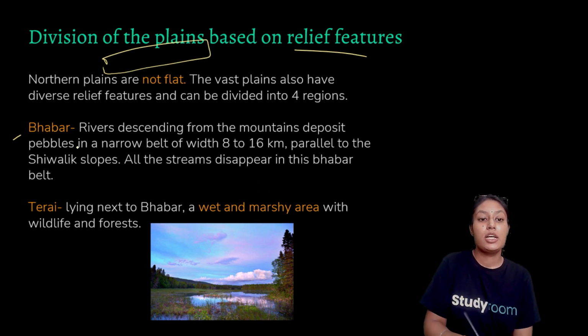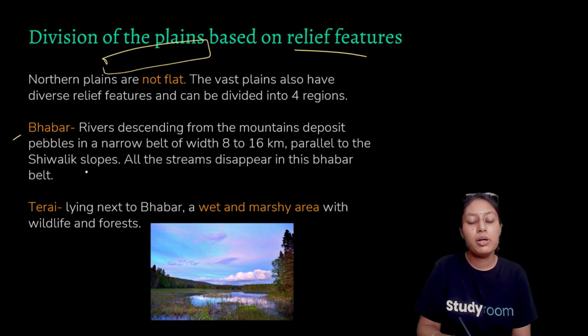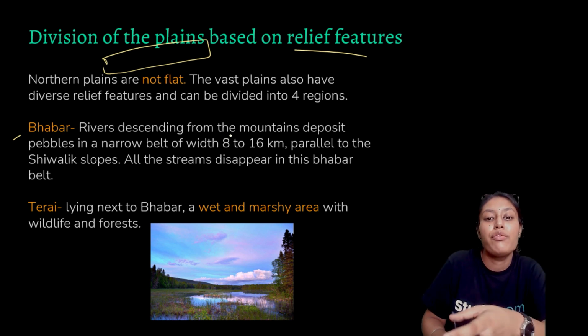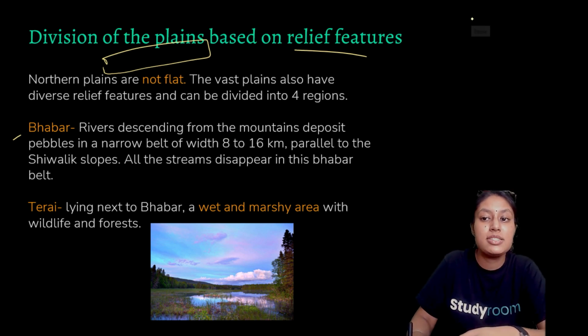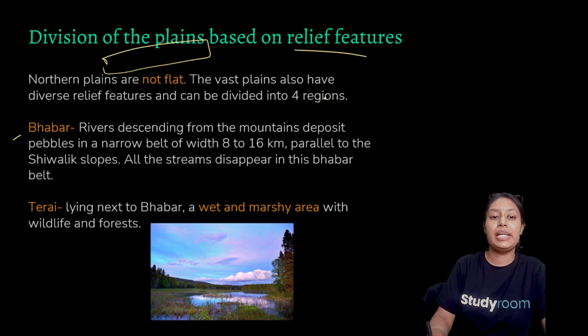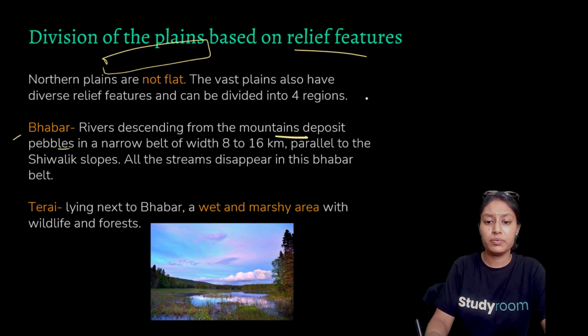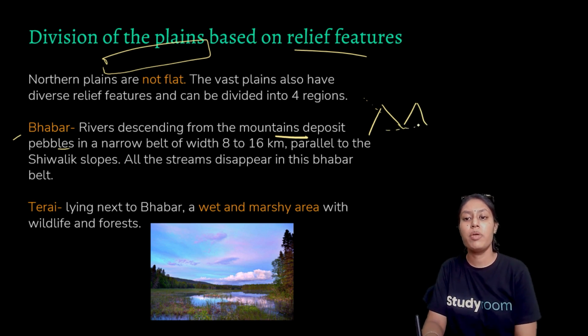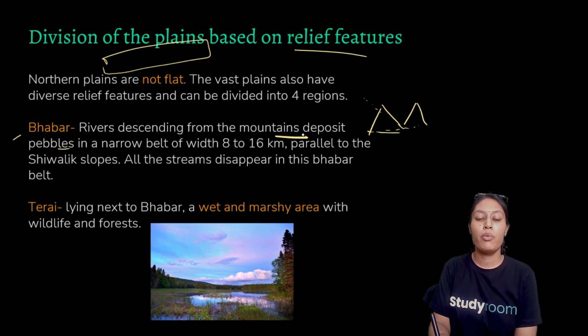Repeat. So the first is Bhabar. Bhabar are the rivers which are descending from the mountain and deposit pebbles. Means in the Bhabar plain, it is descending from the mountain and deposits pebbles. So the mountain is here, and it is descending from the mountain, depositing pebbles.